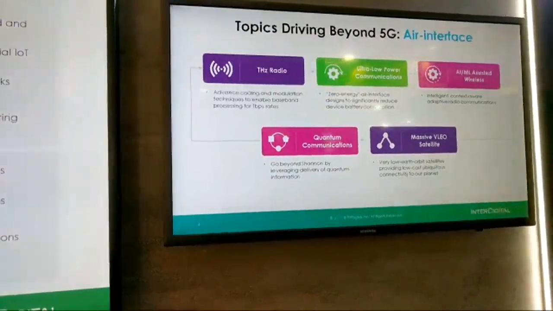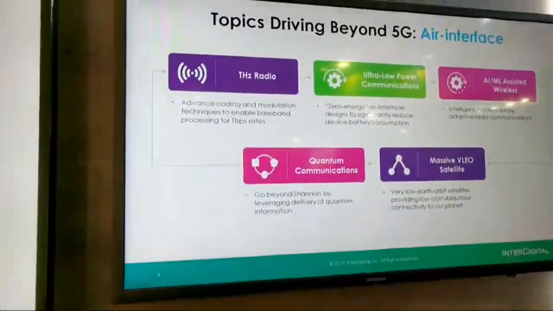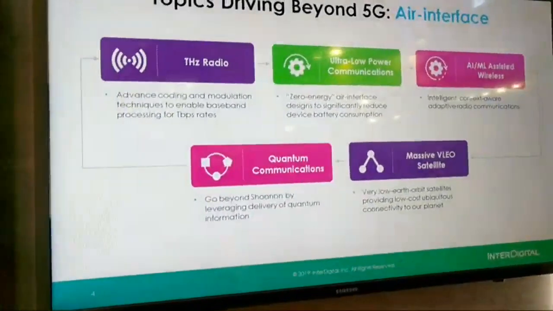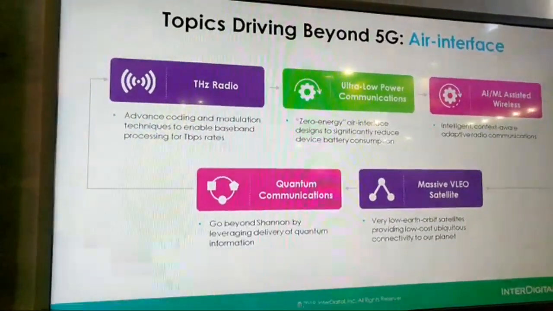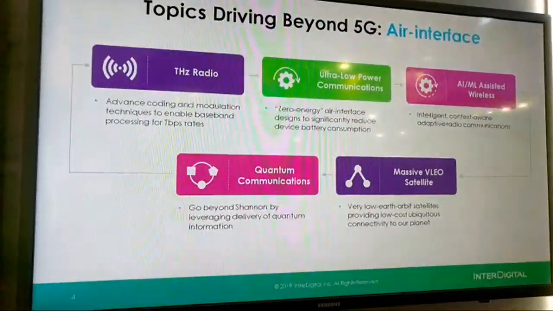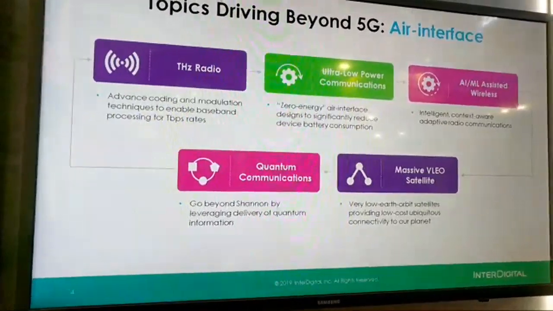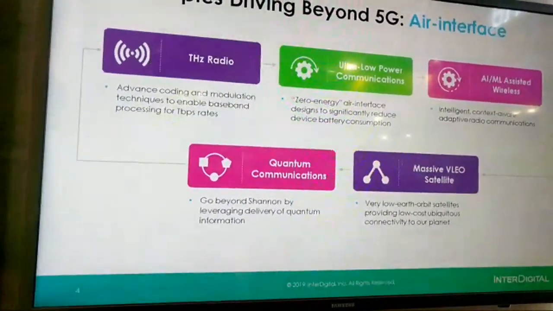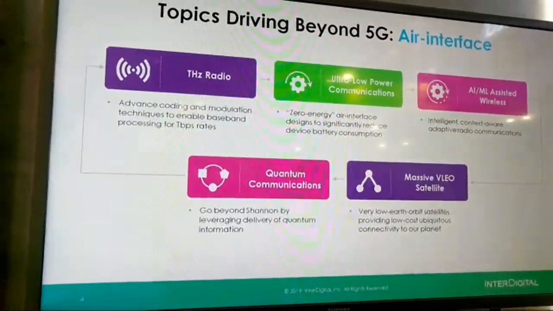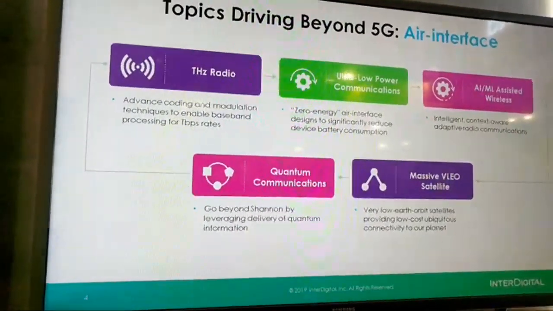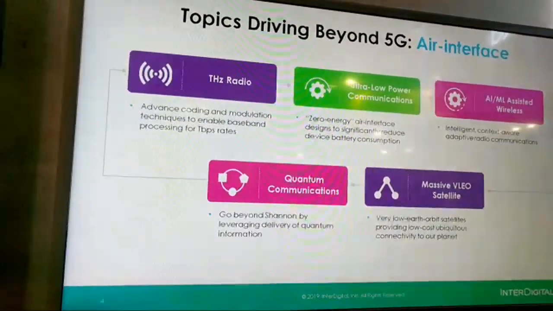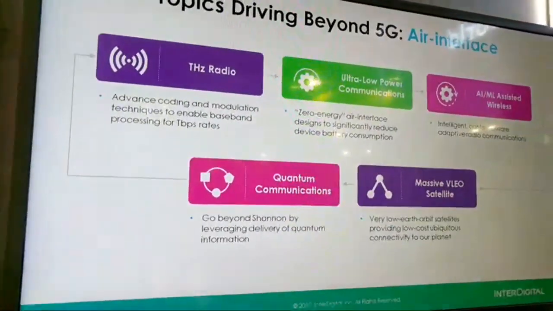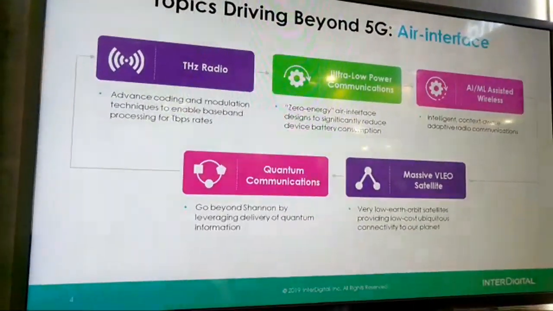Now, jumping into what are some of the key technologies that we believe would be critical for beyond 5G air interface, you start to look at things like terahertz radio with advanced modulation schemes. What's really required, now that you start to look at the terahertz spectrum, is that you need to really focus a lot on processing. How are we able to get this into our terminal form factor?